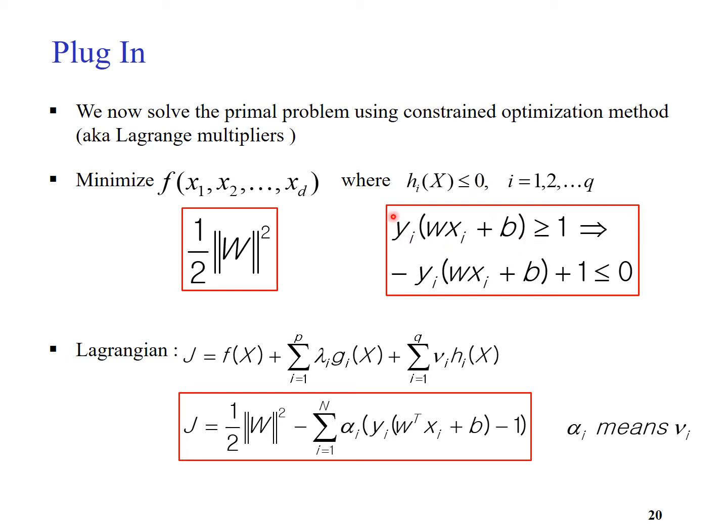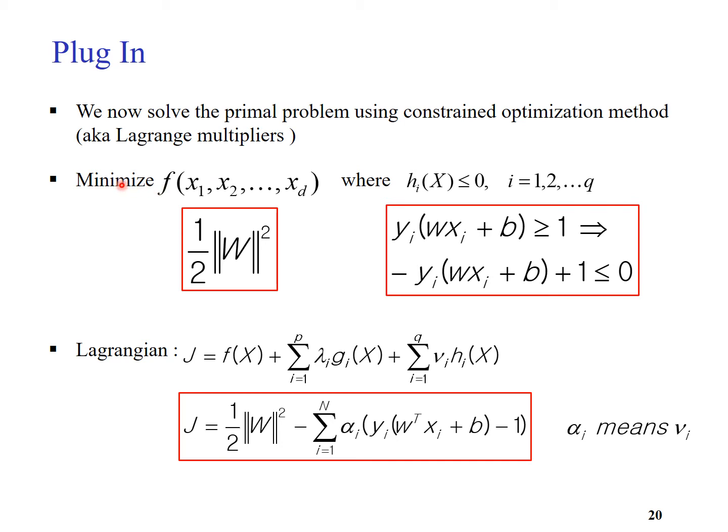So this inequality is changed to like this, okay. So this is f and this is now h, okay. So by using this, you construct a Lagrangian form, right? J equals like this. So putting this together, we have this Lagrangian form for SVM. Okay, so this is pretty straightforward.